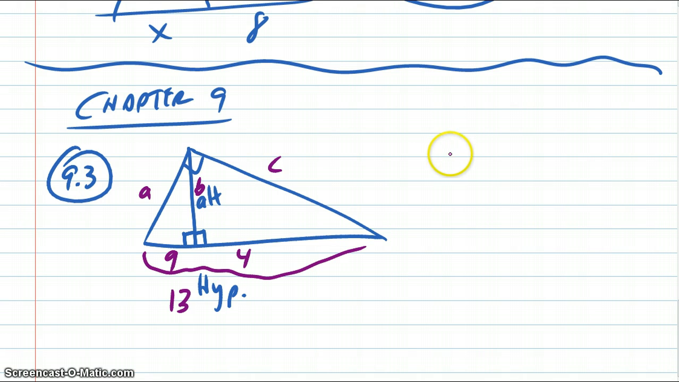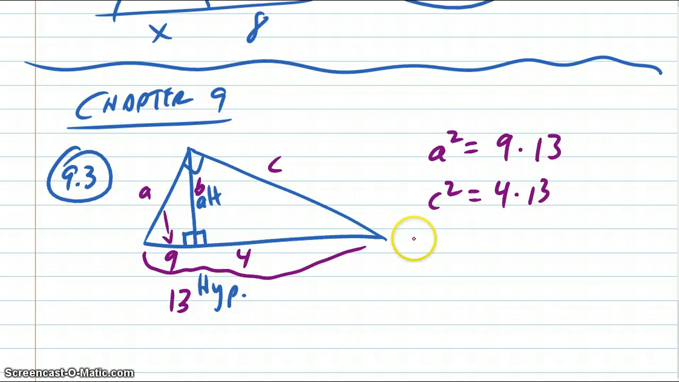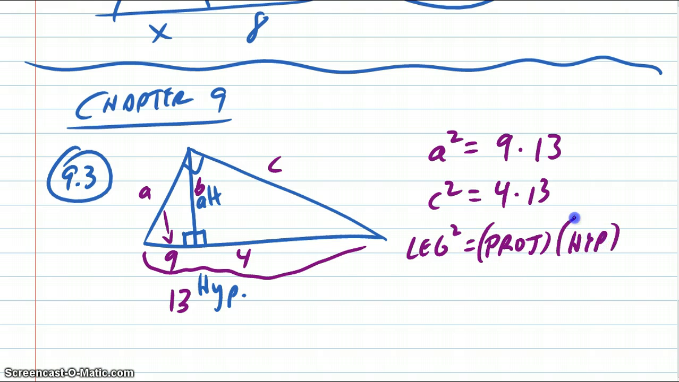So you have 3 altitude on hypotenuse theorems. You got a squared. A squared, what you want to do is its shadow, we called it, or its projection. So a squared equals 9 times the entire hypotenuse. You can also use the other leg squared equals its projection times the entire hypotenuse. So again, what we're doing here is we're taking a leg squared, it's equal to what we called sometimes its projection times the hypotenuse, the entire length there. Okay, so that's 2 of the sides.